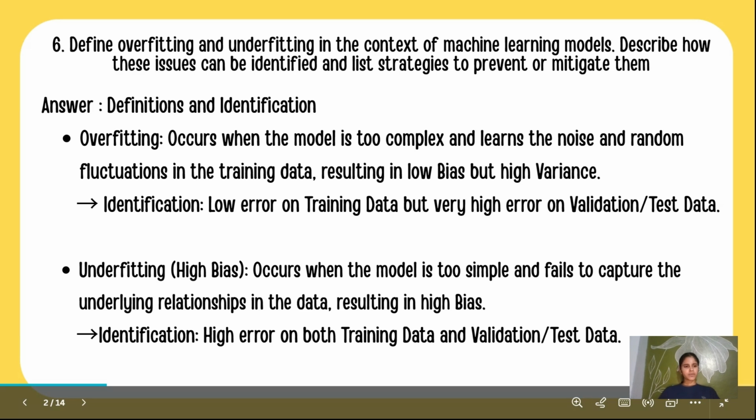Definition and identification of overfitting. Overfitting occurs when the model is too complex and learns the noise and random fluctuations in the training data, resulting in low bias but high variance. Identification is low error on training data but very high error on validation and test data. While underfitting occurs when the model is too simple and fails to capture the underlying relationship in the data, resulting in high bias. Identification: high error on both training and validation test data.